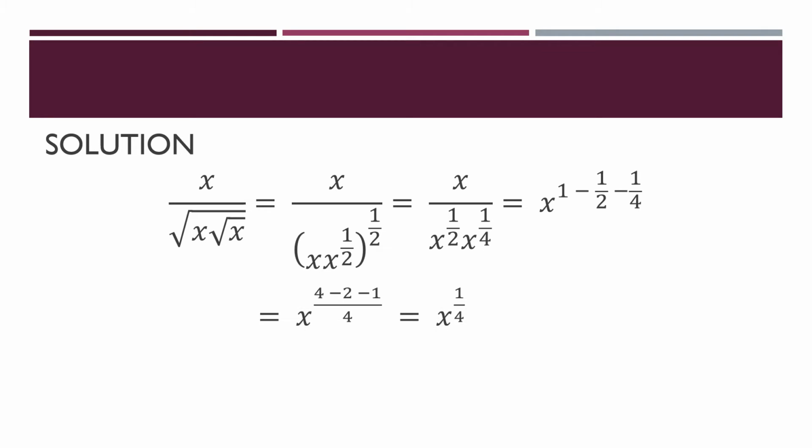So find the LCM and make it a single fraction. The LCM is 4, so we have 4 minus 2 minus 1, and that gives us x raised to power 1 over 4, which is our final answer. So what option is that? It is option C. The answer is there, in option C.